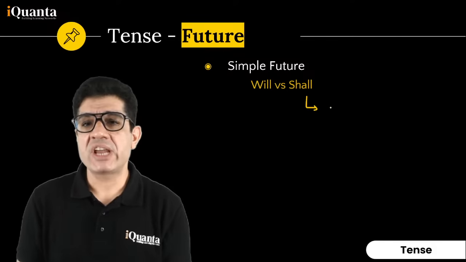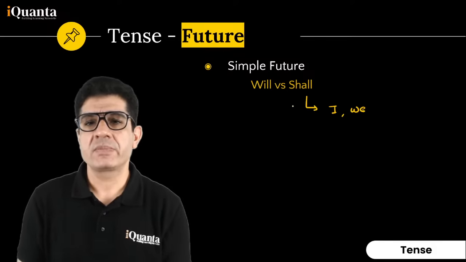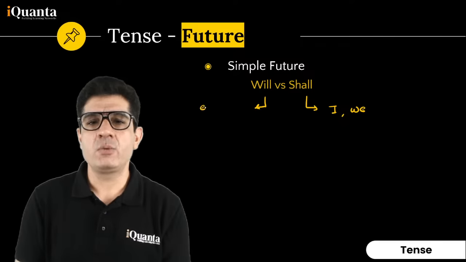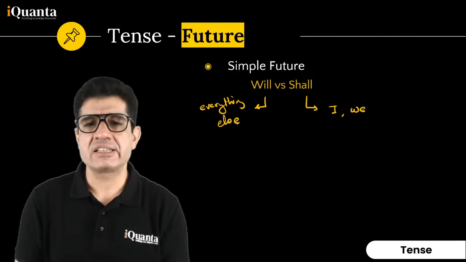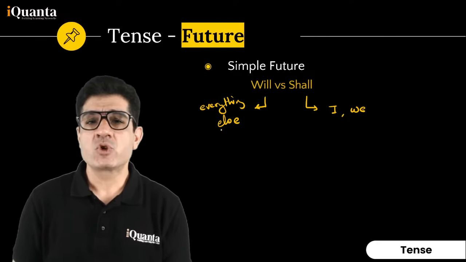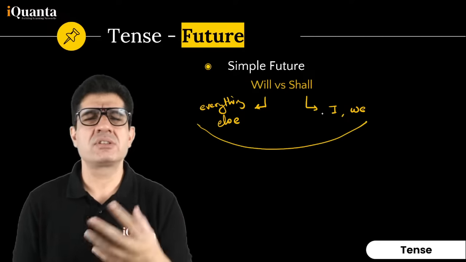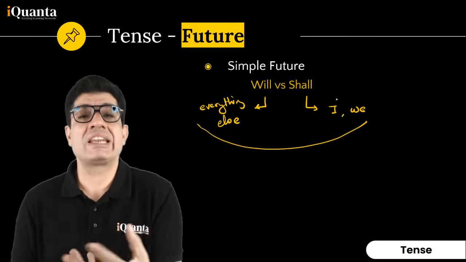So we use shall with I and we, and we use will with everything else. Mind you, I'm stating everything really concisely. We are basically revising. So this particular arrangement shows your regular future where you are not showing any commitment.